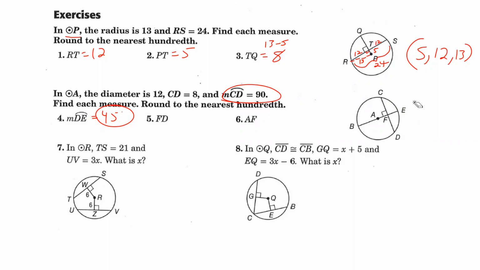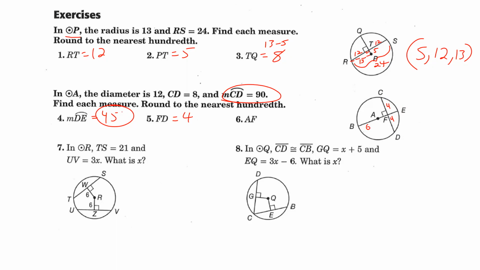We have 12 was the length of CD. So here's CD, right? Oh, wait. So I know 12 is the diameter. This is 12. BE is 12. So each of these little radii would be 6. CD was 8. So each of these are 4. They want us to find FD. Well, I got FD. That piece is 4. The next piece they want is AF, which is this one right here.